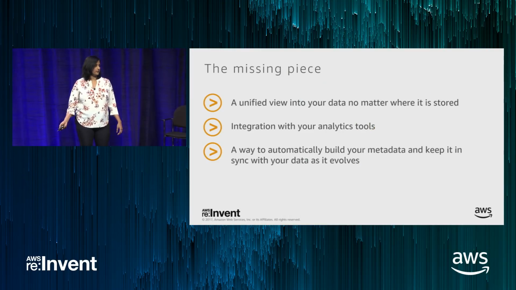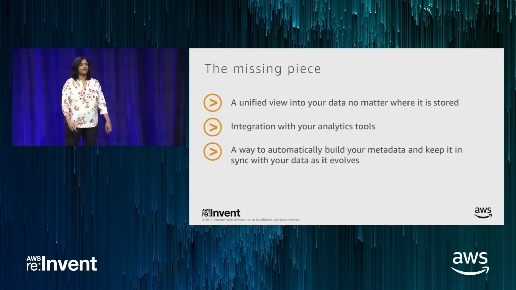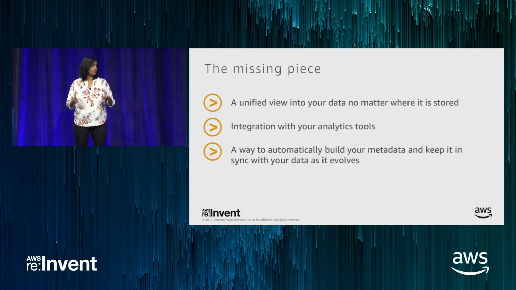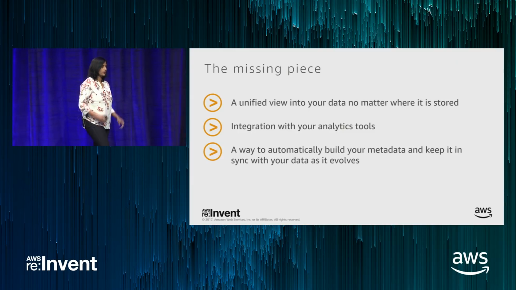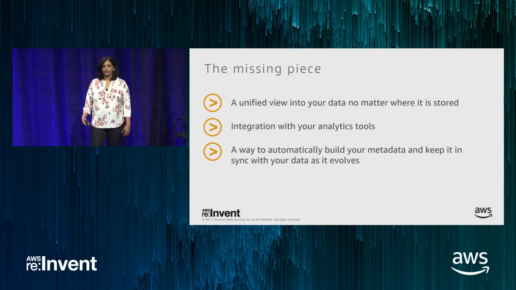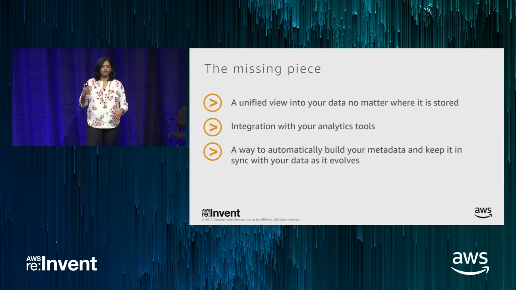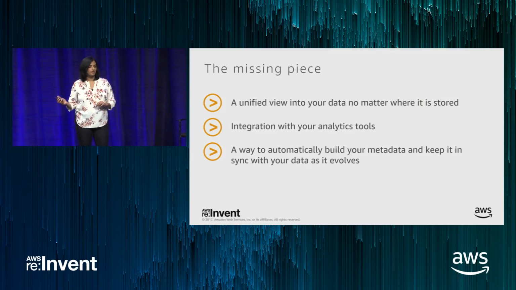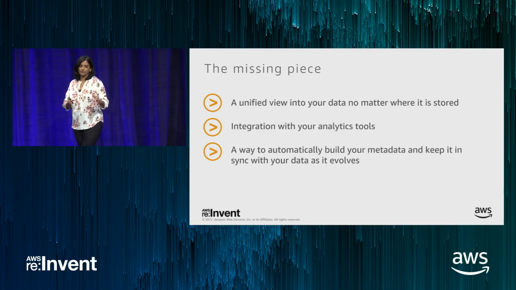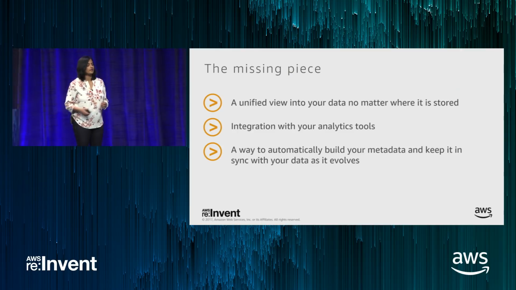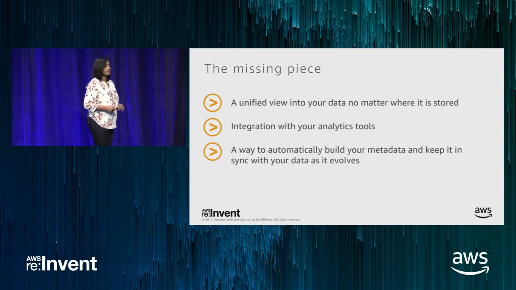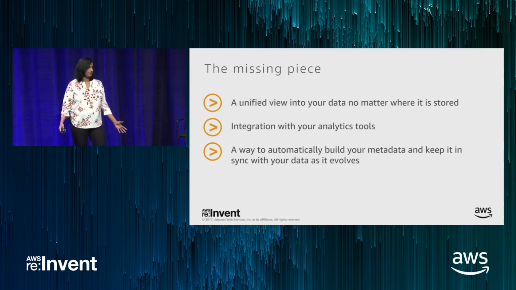But there's still a missing piece. And what is that missing piece? There's still no unified view of all the data that you own that is available to all the services that are part of your data lake. This unified view helps you find and quickly understand the data that you own, no matter where it is stored. It should be integrated with your analytics services, so the same data is available and accessible from various different places. And then there should be a way to automatically build and maintain this metadata as your data evolves.